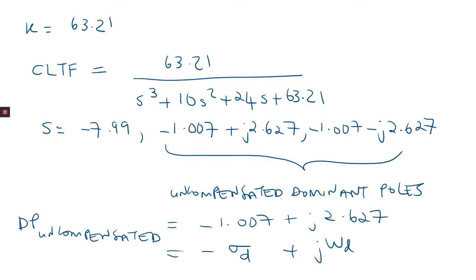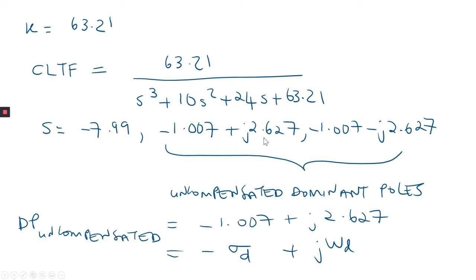So let's say given in the question gain K is 63.21. So from the open loop transfer function of the uncompensated system, we determine the closed loop transfer function. So this is the closed loop transfer function. Using the denominator of the closed loop transfer function, we determine the closed loop poles.